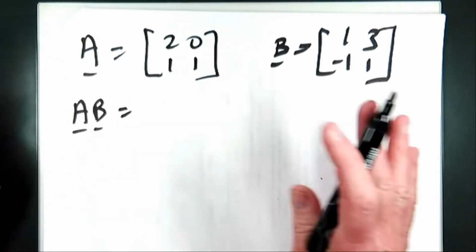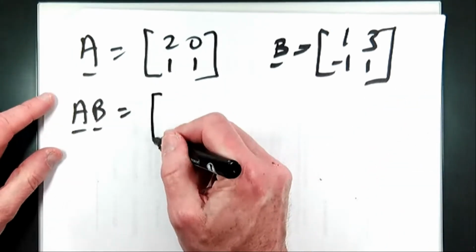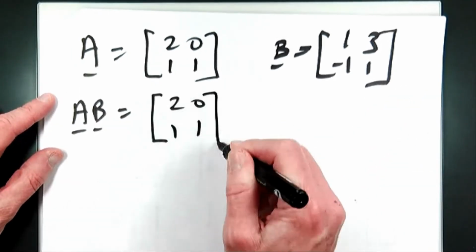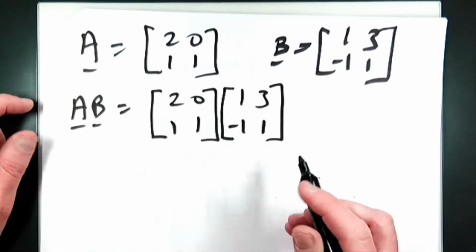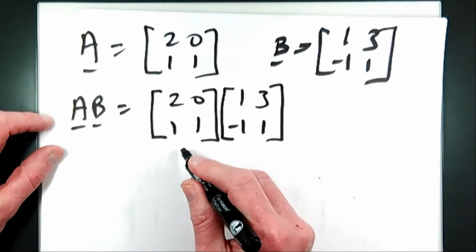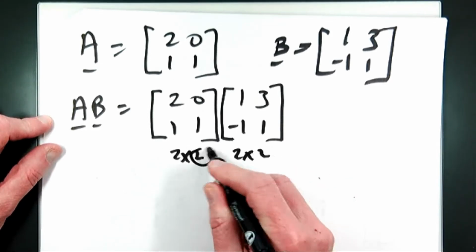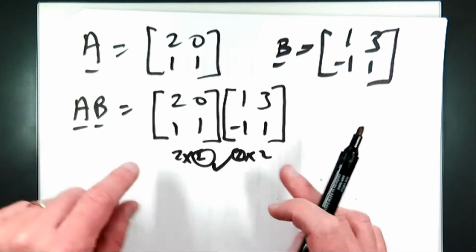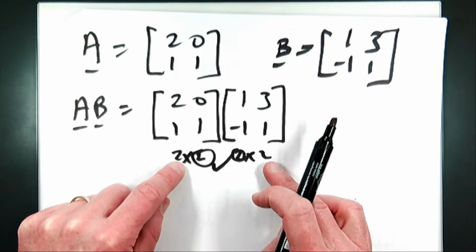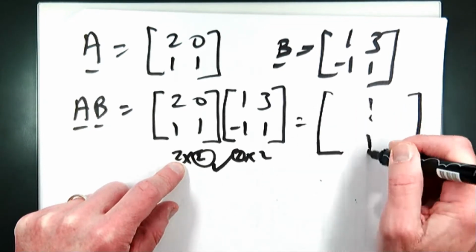Whenever you get asked to do matrix multiplication, you should write the matrices down. So A is 2, 0, 1, 1, and B is 1, 3, minus 1, 1. Just underneath, write down the dimensions, 2 by 2. These two inner numbers are the same, so we can multiply. We talked about this in the first lecture. What you get are the two outer numbers, so we get a 2 by 2 matrix.